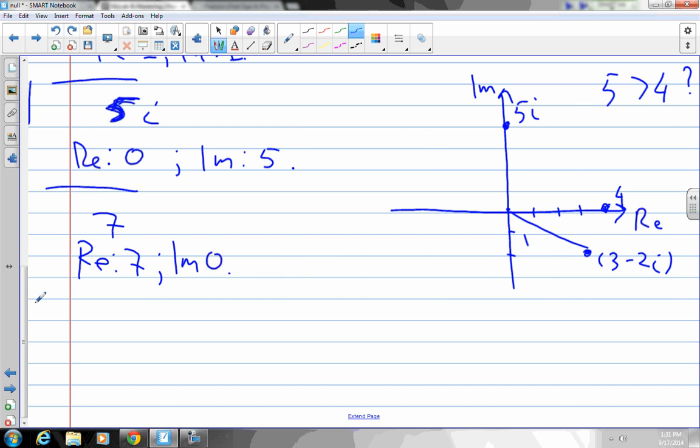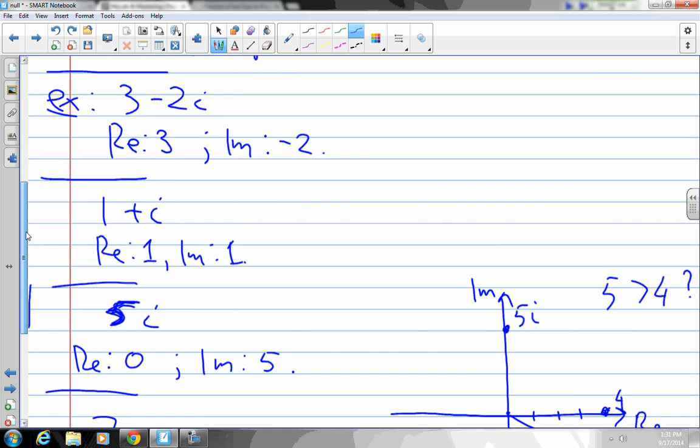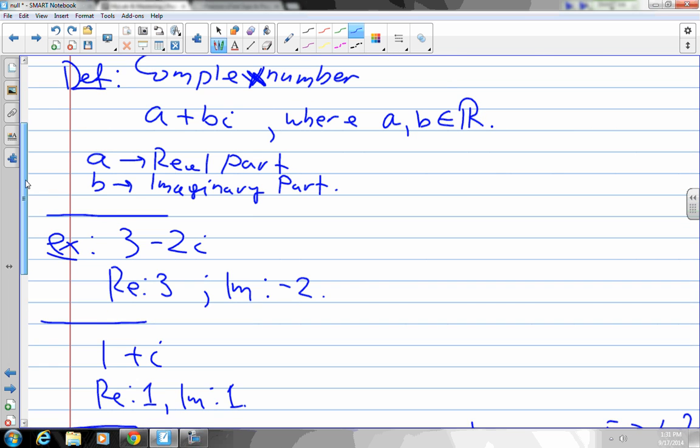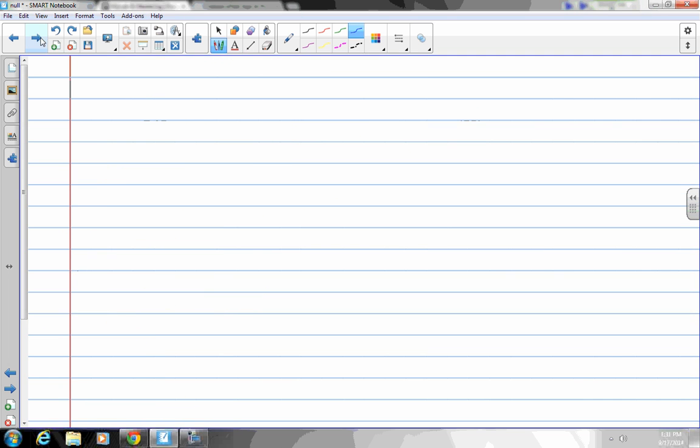So that was fun. Does that make sense? It all comes down to distance. Whichever has higher distance is a bigger number. But anyways, it's a little sidetrack, so if you didn't get that, that's okay. All right, but arithmetic of complex numbers.